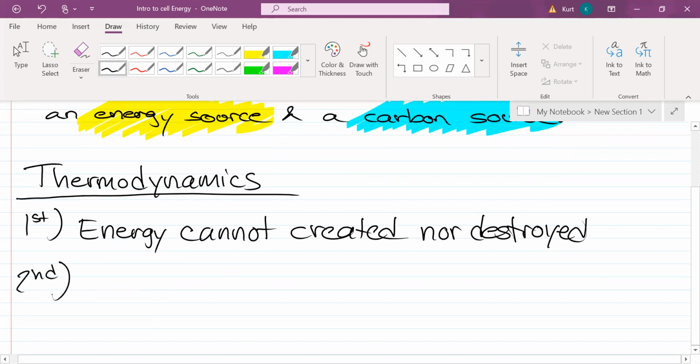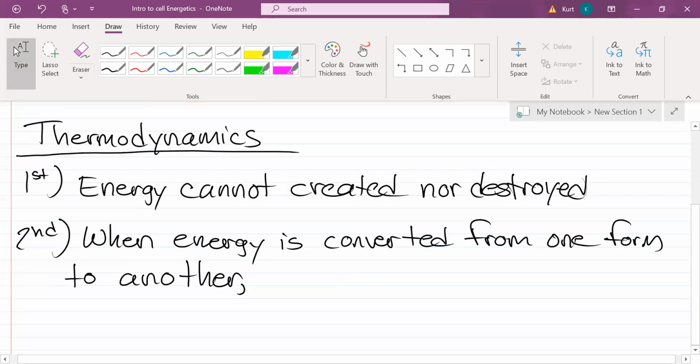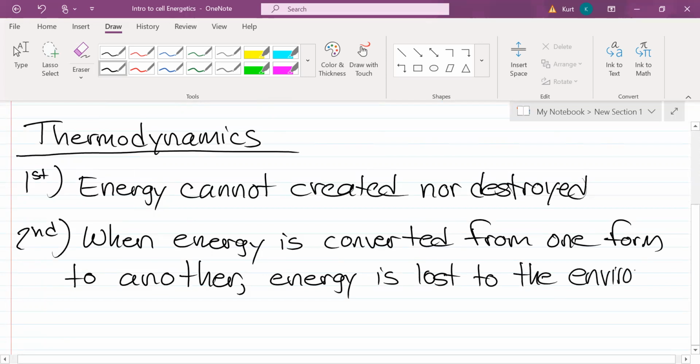So in the second law of thermodynamics, we basically say that when energy is converted from one form to another, energy is lost to the environment as heat, and you can't get that back.